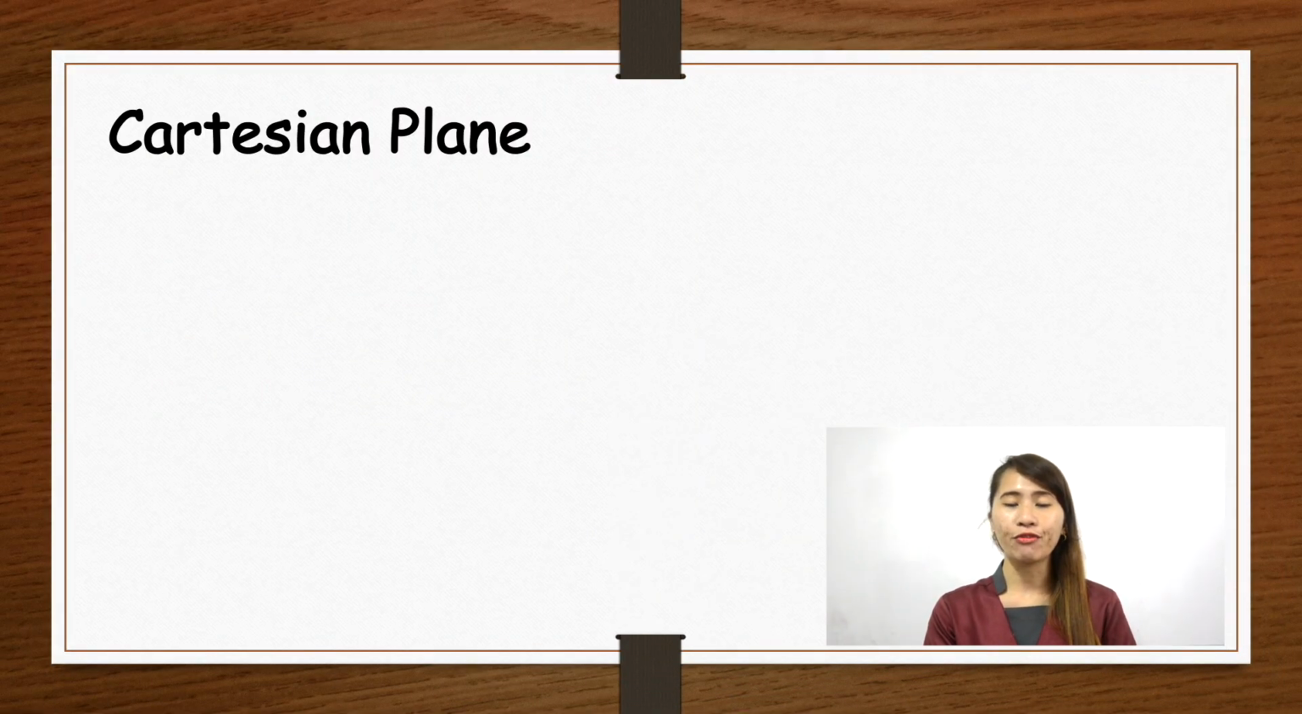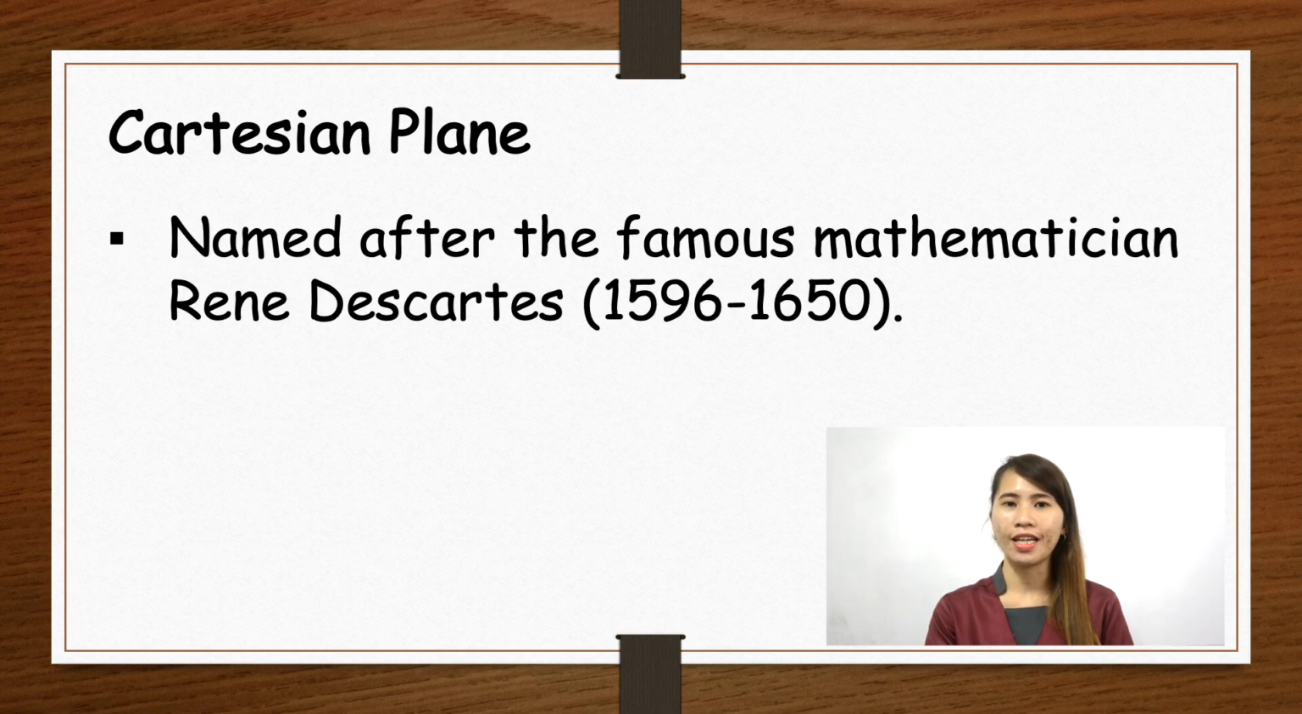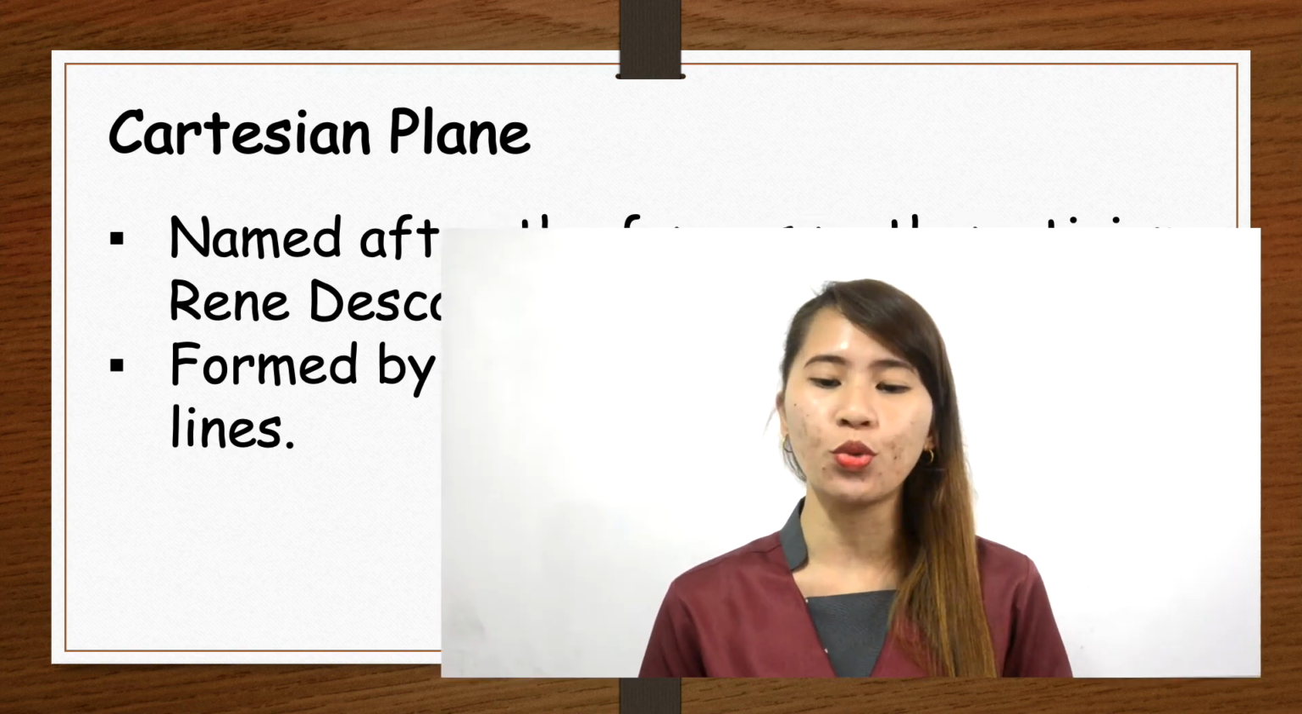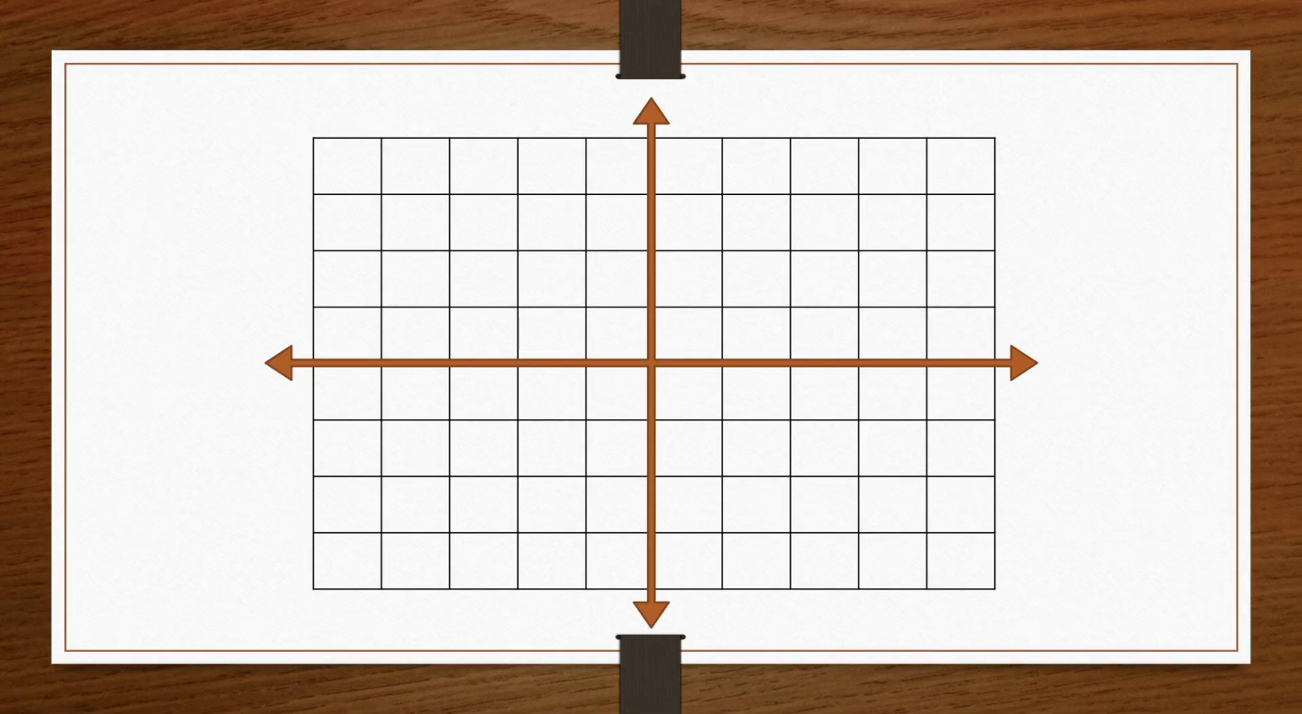It was named after the famous mathematician René Descartes, from 1596 to 1650. It is formed by two perpendicular number lines, and it gives the position or location of a point in two-dimensional space. Here's an example of a Cartesian plane. The vertical number line is the y-axis, and the horizontal number line is the x-axis. These two number lines intersect at the point 0 and 0, and we call it the origin.